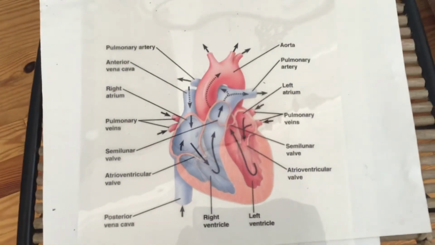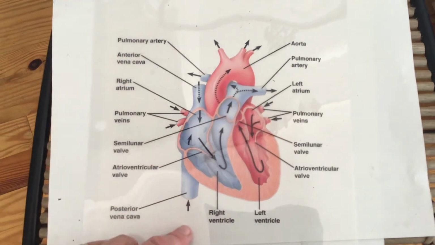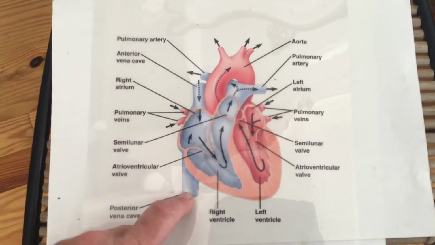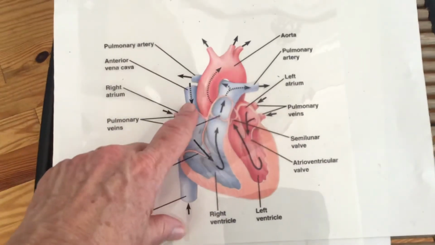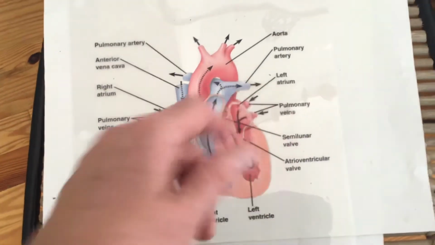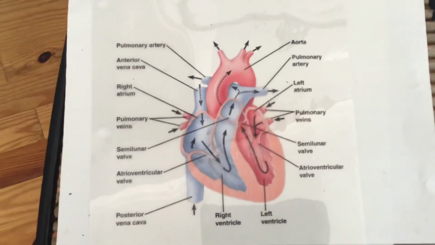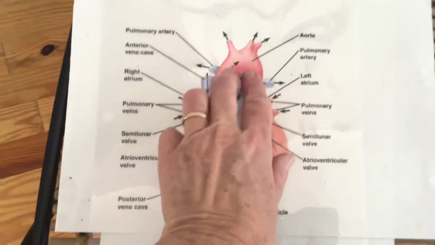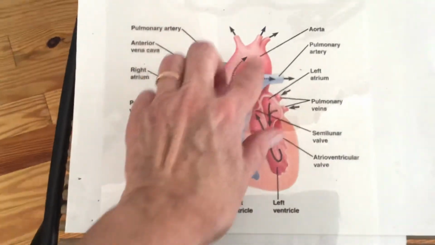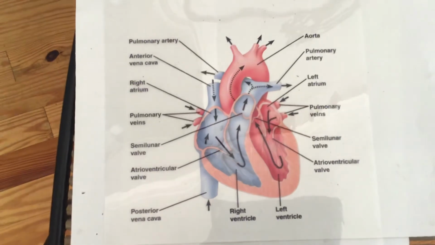All right, so you can see that there are some other names of things, but basically the flow is the same. So posterior vena cava, anterior vena cava, coming into the atrium, going around, and anyway, the flow is the same. This is just a larger view, but you can see the aorta is very large up here and separating into the arteries that are going off in the different directions. All right.